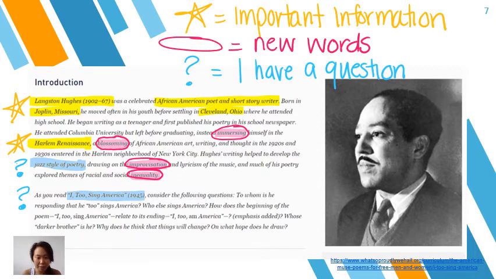Hughes's writing helped to develop the jazz style of poetry, drawing on the improvisation and lyricism of the music, and much of his poetry explored themes of racial and social inequality.